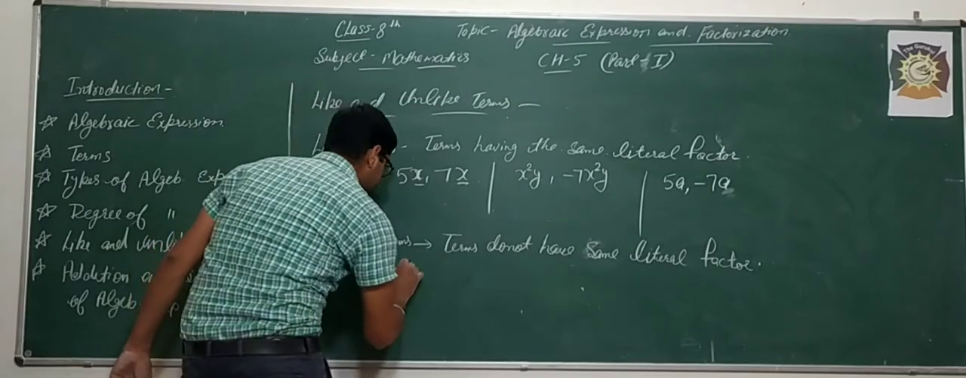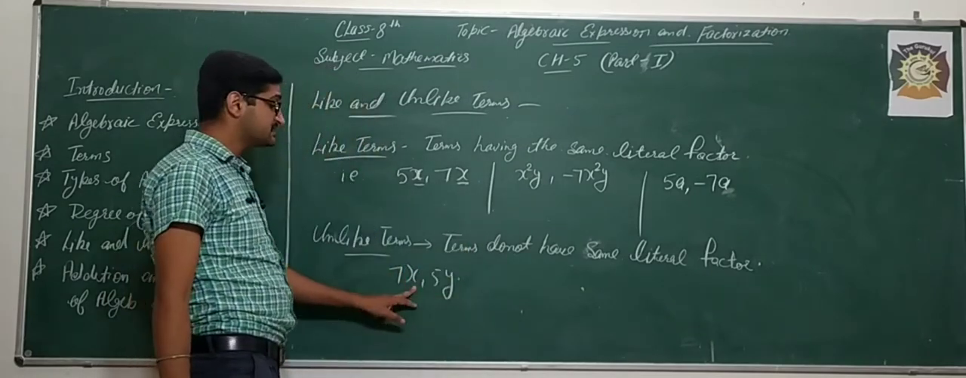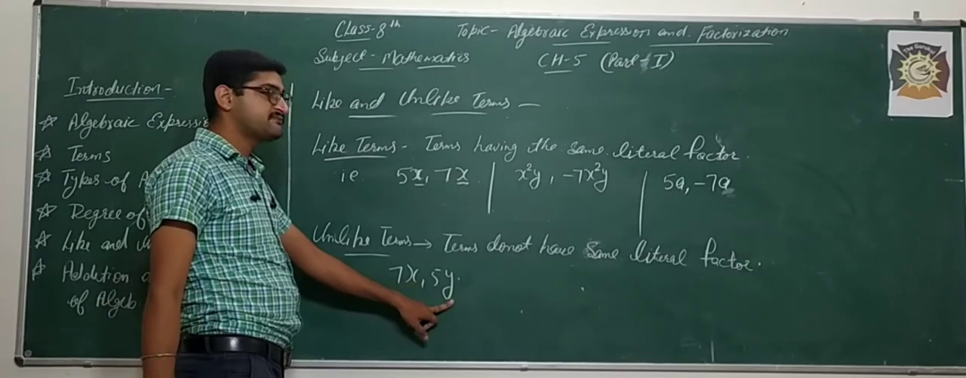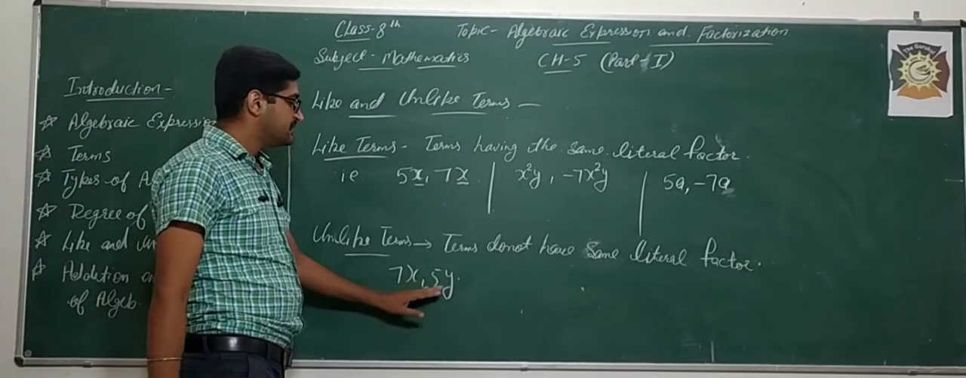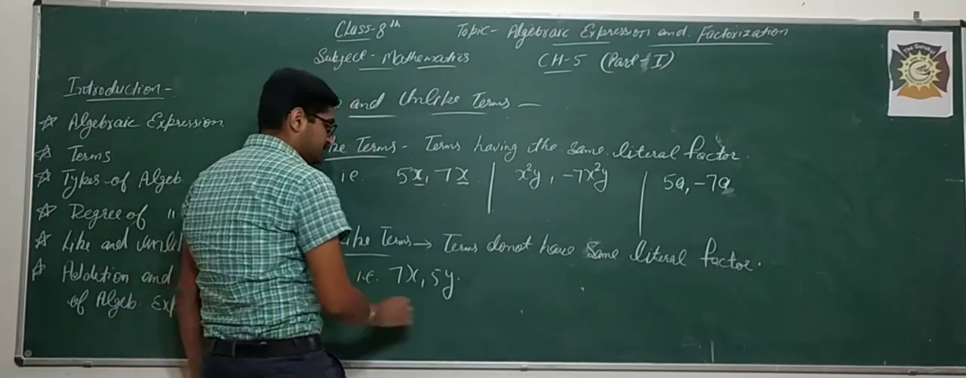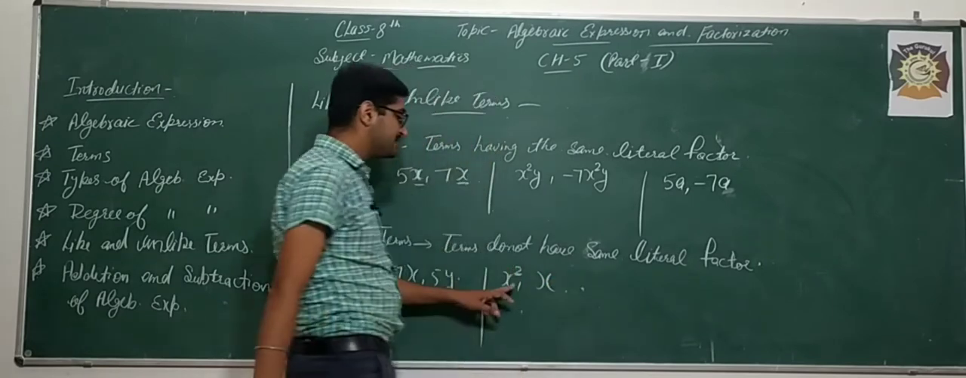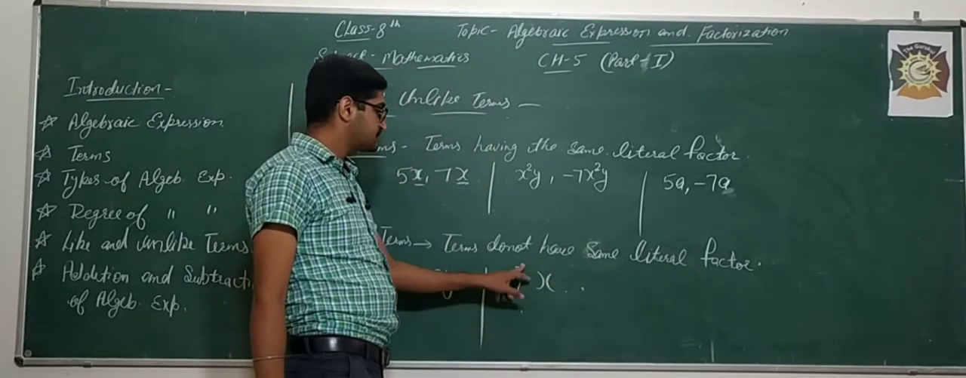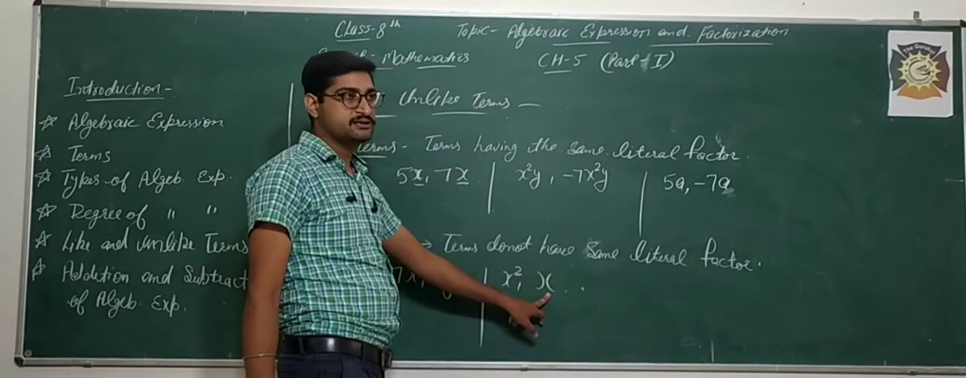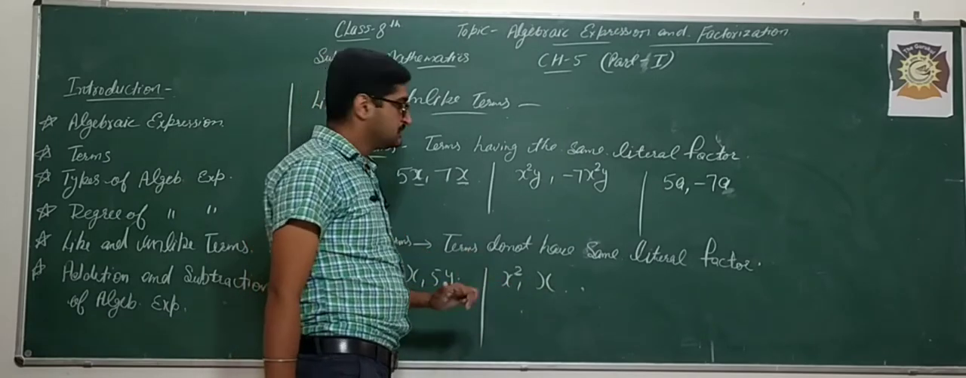But if the terms do not have the same literal factors, then they are called unlike terms. Like if 7x and 5y, here the literal factor is x and here the literal factor is y. So these are unlike terms to each other. Okay. After that, if x square and x, here you can see the power of x is 2 and here the power of x is 1. So these are unlike terms to each other.